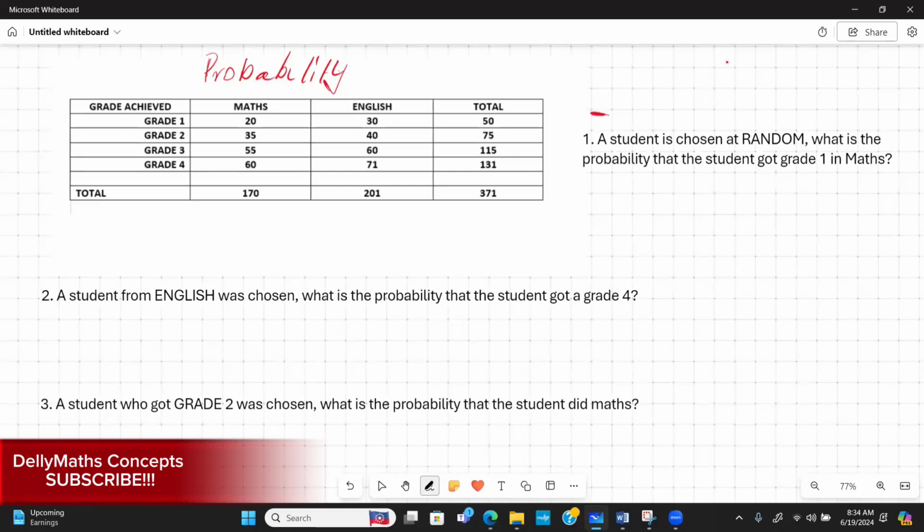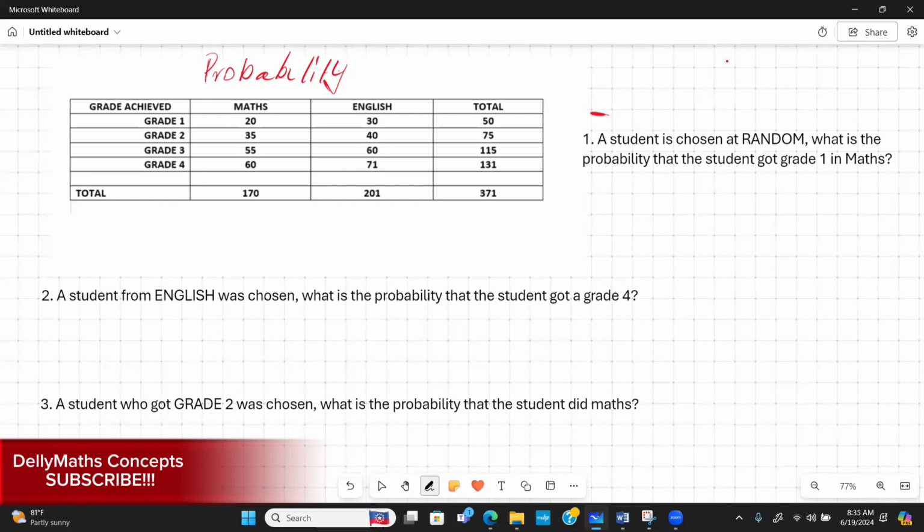But let us probably look at the table first. For this, we're looking at some students who did math and English. As you can see, we have grades 1, 2, 3, 4, and then we have the numbers for each grade for math and for English. Then we have a total for each grade, whether it's math or English. And then we have the total number of students who did maths, who did English, and then a total for all the students. So those are the various sample spaces that we're going to have to focus on based on the question.